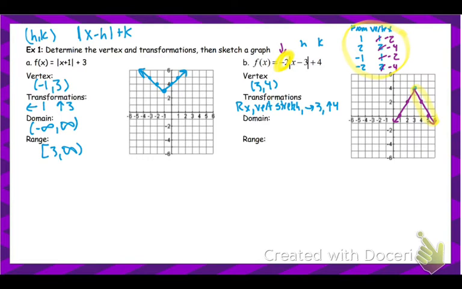All right, so again, some characteristics. Domain is -infinity to infinity. That will be true for all of our absolute value functions. Range here, remember, we go bottom to top. So -infinity to 4 with a bracket. It is important that range is from the smallest value to the largest value.